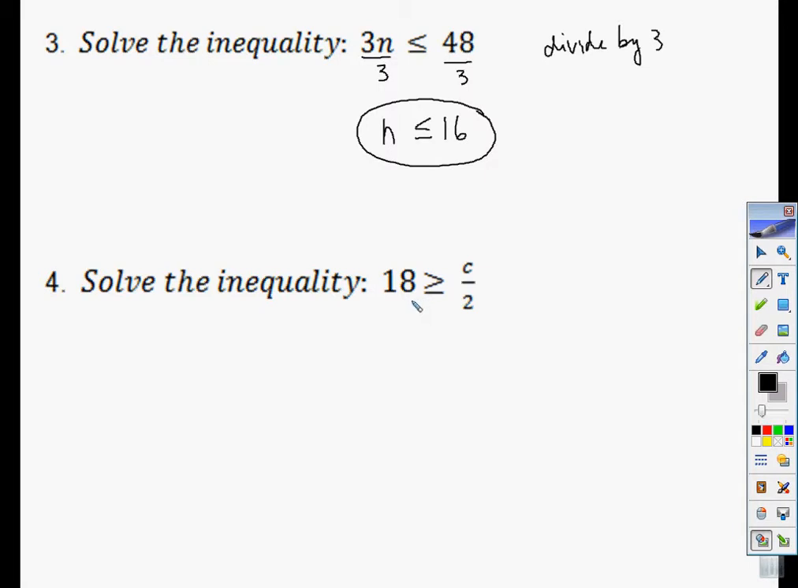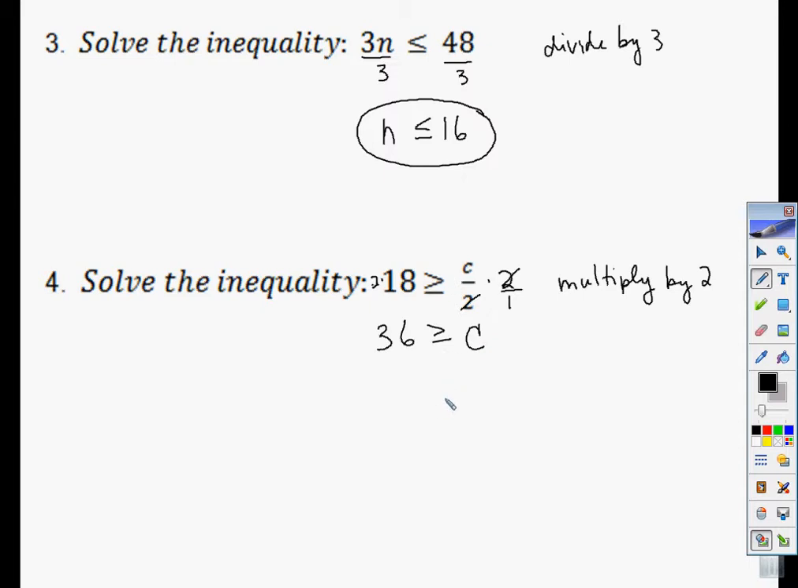Solve the inequality 18 is greater than or equal to c over 2. We're solving for c, so to have it all by itself, we'll need to multiply both sides by 2. Okay, multiply the right side by 2, multiply the left side by 2. 2 times 18 is 36. And if it makes you feel better, write that as 2 over 1. The 2's cancel, and we have 36 is greater than or equal to c.